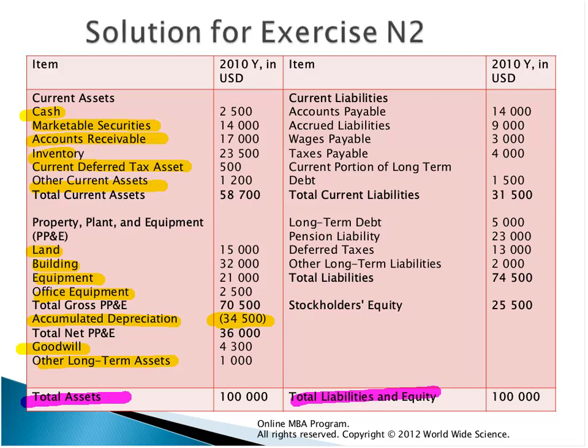Another part is the financial sources of our assets. We show our current liabilities, which are accounts payable, accrued liabilities, wages payable, taxes payable, and current portion of long-term debts, with total current liabilities equal to 31,500, right? They must be paid within 12 months. Then we show our long-term liabilities, which are long-term debts, pension liability, deferred taxes, and other long-term liabilities, with a total of 74,500. And we also have shareholders' equity, which is equal to 25,500. The total amount of liabilities and equity is equal to 100,000, which is equal to our assets. So we have a balance between the total assets and the liabilities and equity, right?